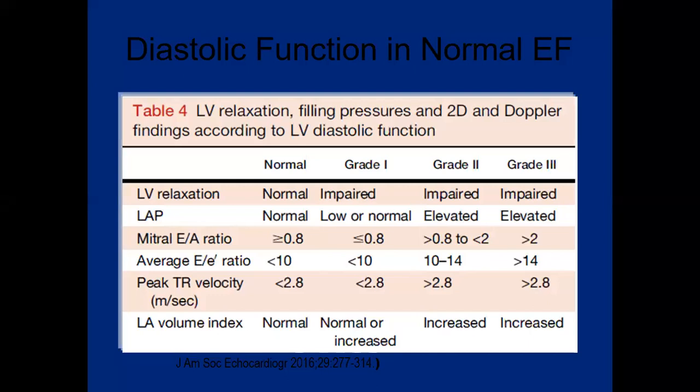So what were your values now, Rahul? Sir, E by A ratio was within 0.8 to 2. No, 1.2 was the value, if I remember correctly. Yes, sir. So we fall in grade 2.